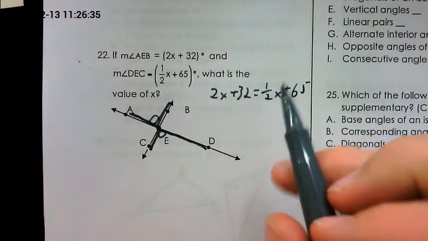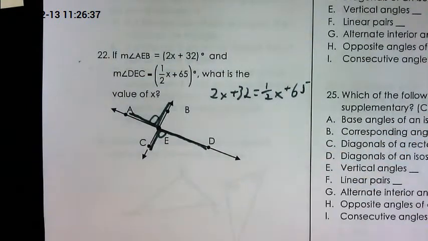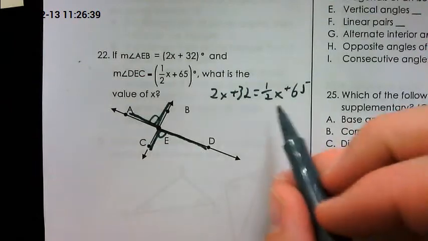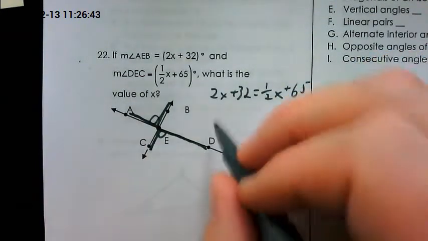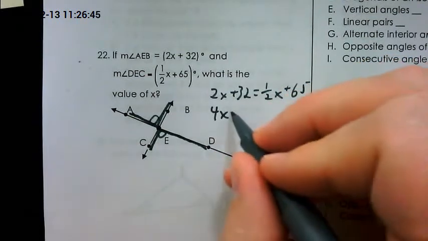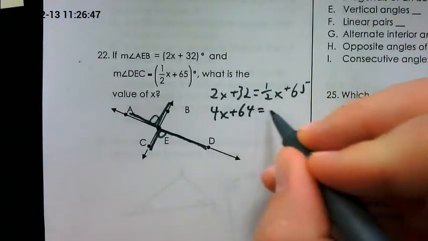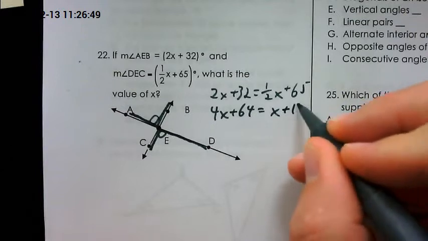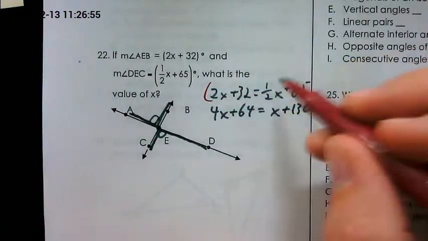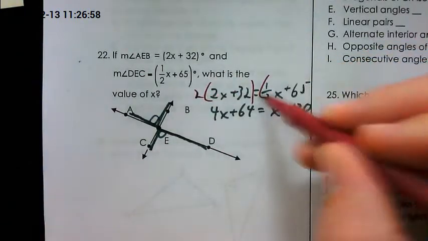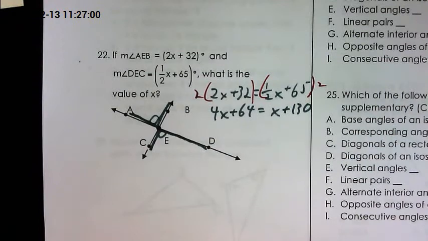I personally would want to get rid of the 1/2. So I'd multiply everything by 2 to get rid of the 1/2. Multiplying by the denominator gets rid of that fraction. So if I multiply everything by 2, I then get 4x plus 64 equals x plus 130. Now I can combine like terms. And let me show that last step too. So again, I multiplied everything by 2. All right. So now, combine like terms.